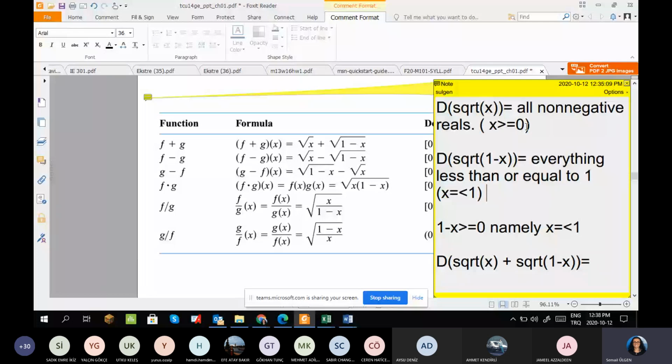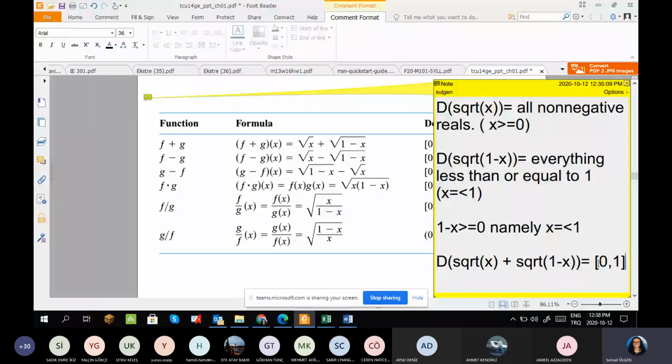The domain of the sum is the intersection: real numbers bigger than 0 and real numbers less than 1 have the intersection of what? Real numbers between 0 and 1. So the answer is between 0 and 1.